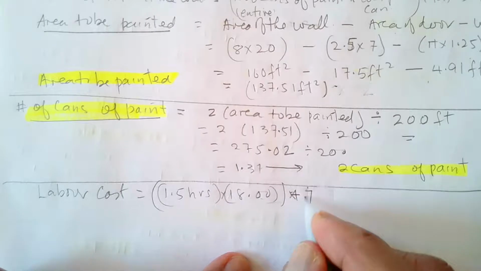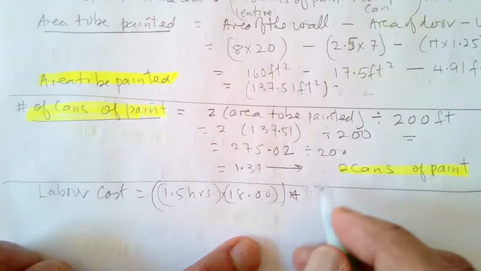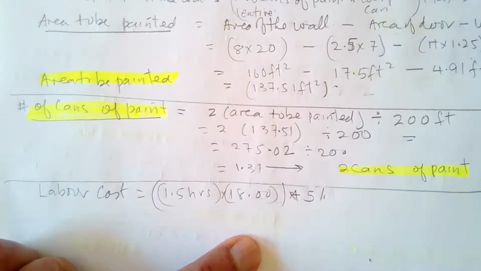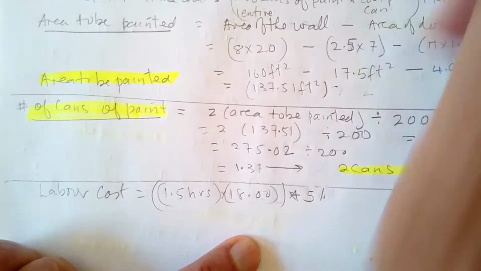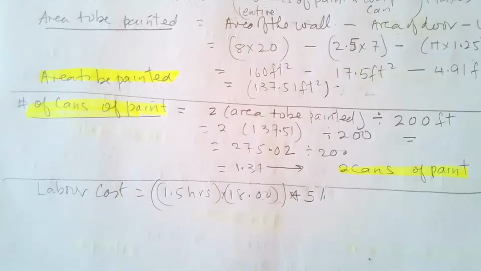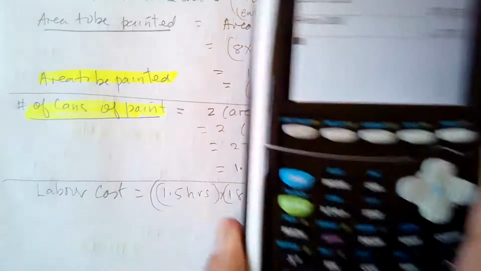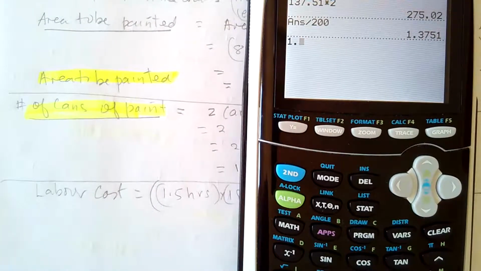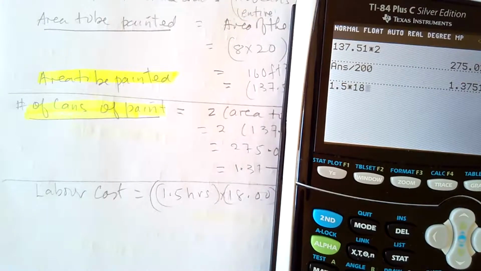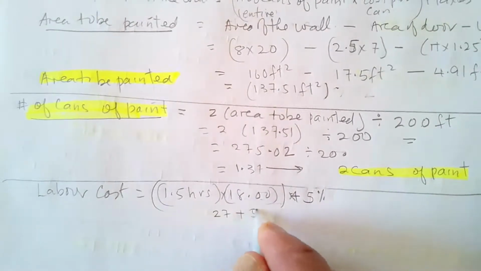Plus 7% tax. Oh, this is 5%. Oops, that's GST. I've got to change this up here. It's 5% tax. Now, what would that be? 1.5 times 18 is 27. So this is $27 plus your 5%.